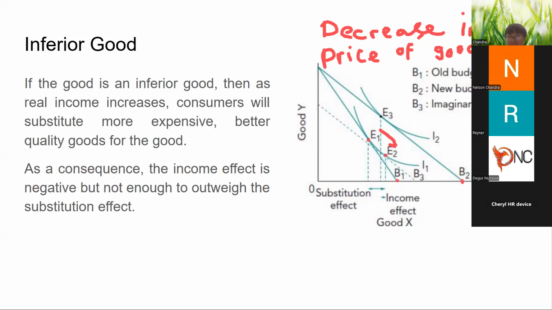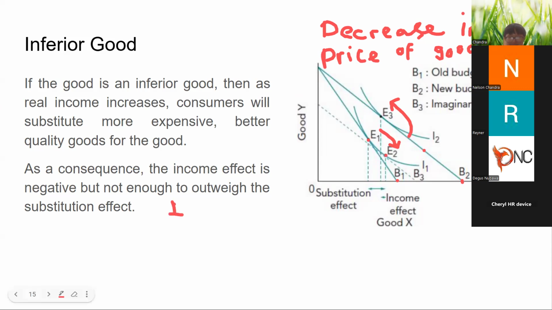This direction. However, the income effect is not moving here. You do not see the income effect moving in the same direction. What's the reason? Because good X is an inferior good. That's why it is moving in a different direction.